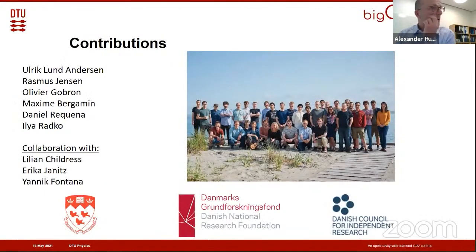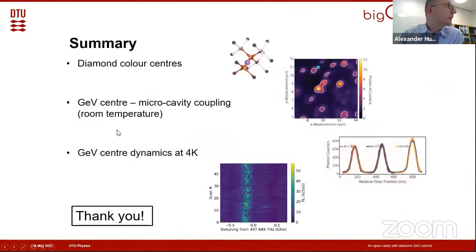All right, this is an experiment which has been going on for quite some time. I would like to highlight the contribution of Rasmus, Olivier and Erica, in collaboration with the group of Lilian Childress from McGill University. These three have thoroughly driven the room temperature experiment, and this was taken over recently by Maxime, Daniel, and Ilya, who are now working on the cryogenic integration. And with this, I would like to finish and thank you for your attention.